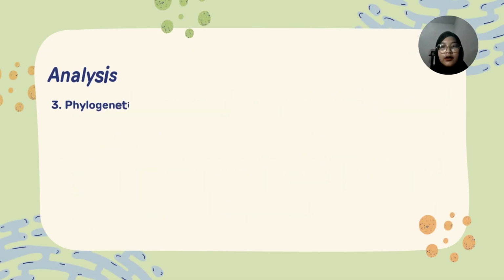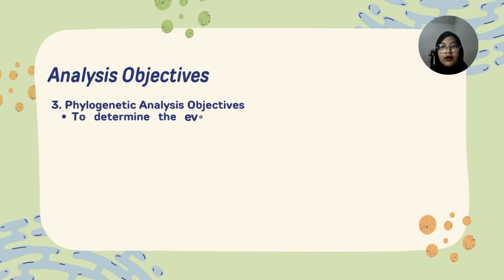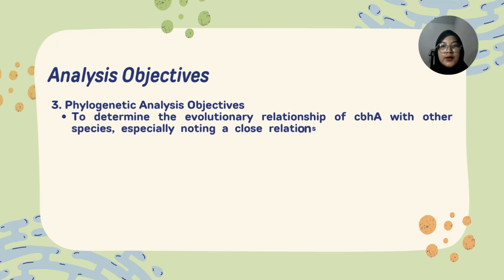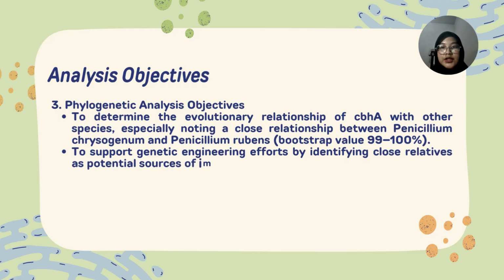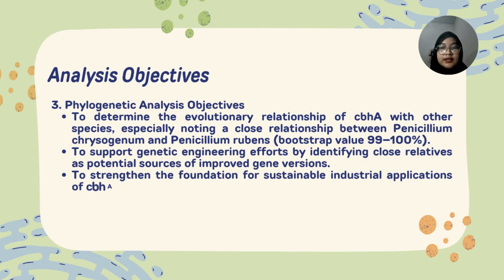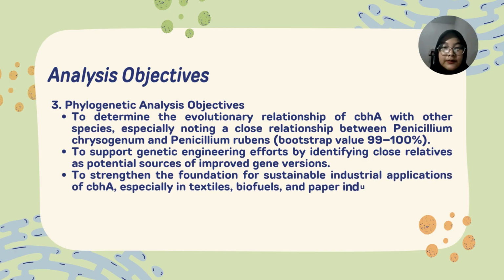And then there are three objectives of the phylogenetic analysis. The first one is to determine the evolutionary relationship of cbHA with other species, and then to support the genetic engineering efforts by identifying close relatives as potential sources of improved gene versions. And the last one is to strengthen the foundations for sustainable industrial applications of cbHA, especially in textiles, biofuels, and paper industries.